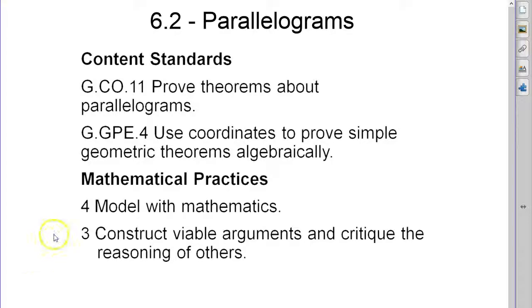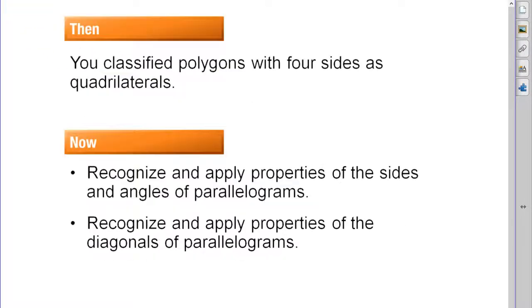So first of all, parallelograms is what we're talking about. And as you can see here in our standards, Common Core standards, prove theorems about parallelograms. That's a specific property and content standard you need to learn by Common Core. So it's a big deal. We've already talked about polygons with four sides as quadrilaterals. Now we're going to talk about a special type of quadrilateral called the parallelogram. It basically analyzes properties of the sides and angles and the diagonals.